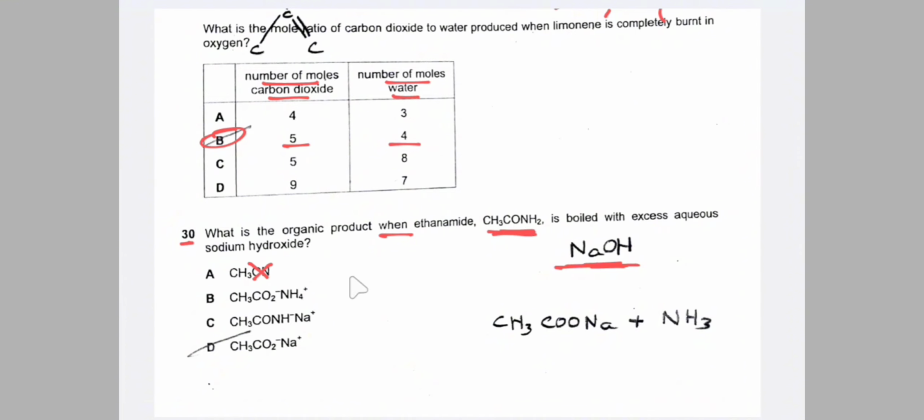Then CH3COO ammonium. This is also not the product, because CH3COONa has to be present, because Na is a positive ion. So this is wrong. This structure is also wrong, and the closest answer that we can assure is option D, because CH3COONa is formed and NH3 is also formed. So the correct answer is D. That is the closest answer. So the answer is D.